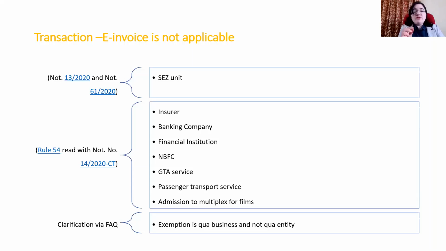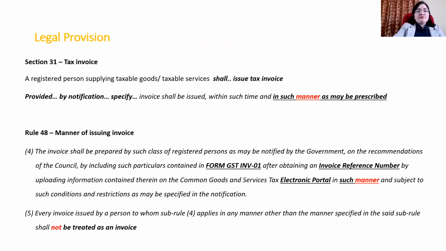For the business means if you are a banking company under the exemption category and you are providing banking services, then definitely you are not required to generate e-invoicing. But if you are selling scrap or goods which are taxable, and it is not the normal course of the banking business, then even if you are a bank, you are required to generate the e-invoicing. So the exemption given is for the core business and not the core entity. So this is the exemption.